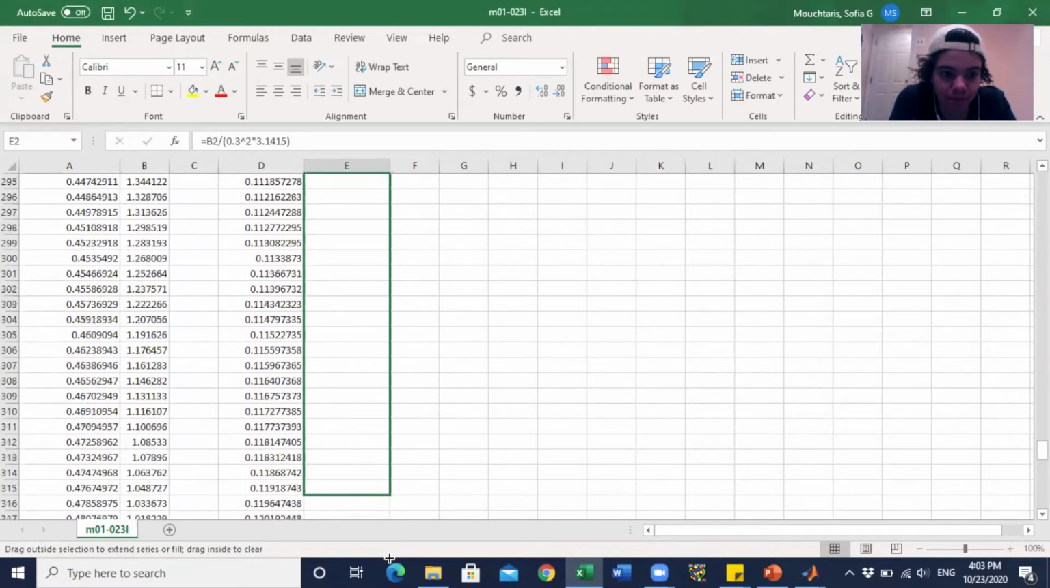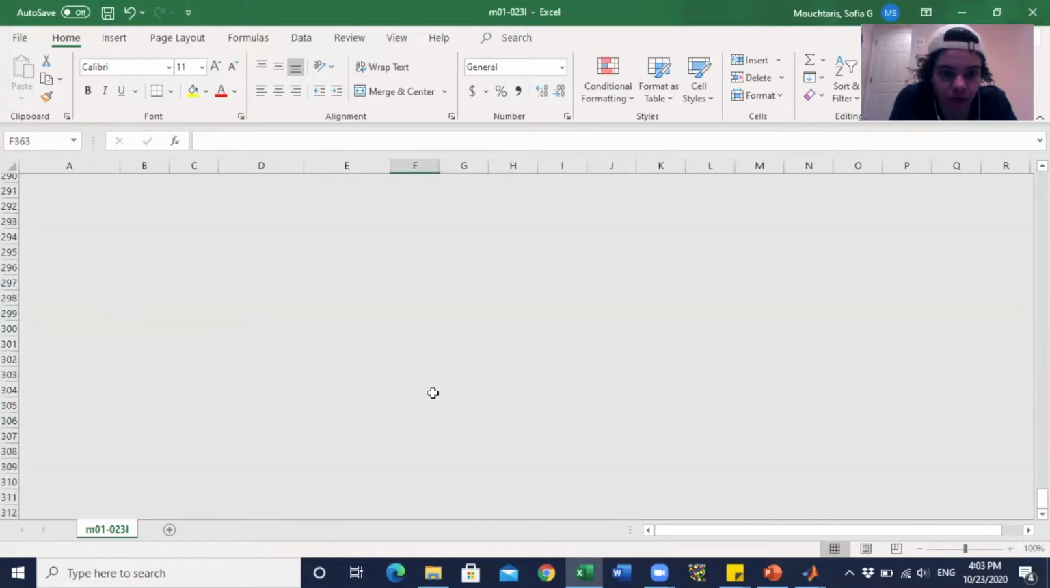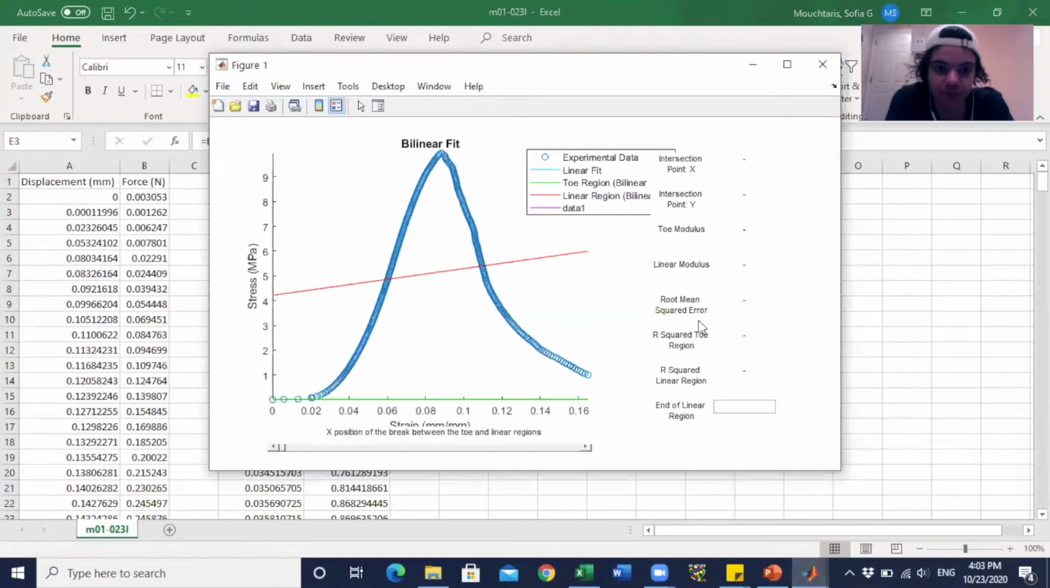Okay. So now what we have is a 2 by some number matrix that is our stress versus our strain. And if we plot this, the slope of the line will be our elastic modulus. So I've plotted that in MATLAB over here.